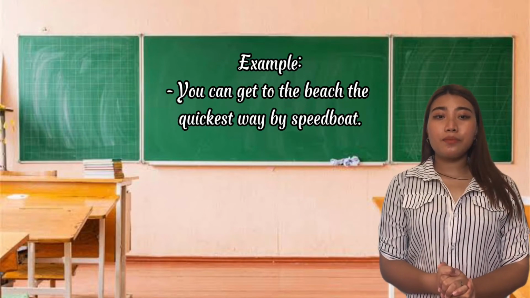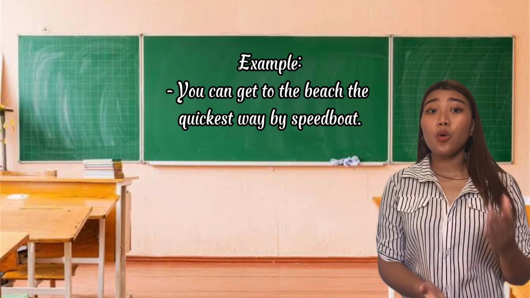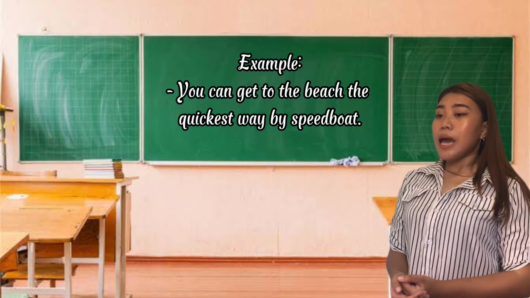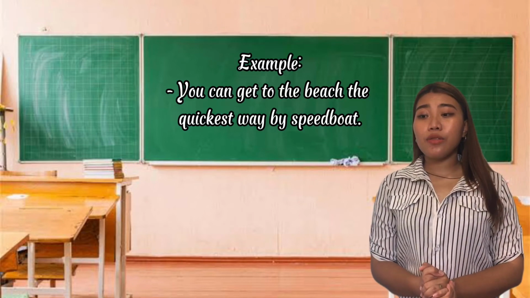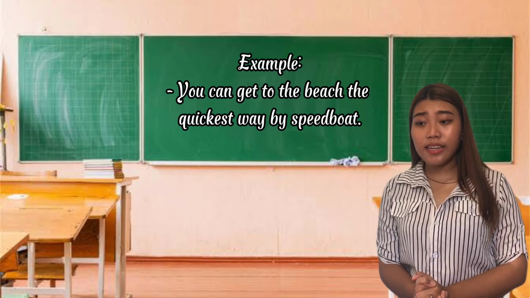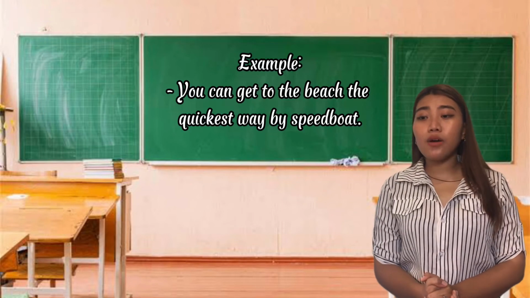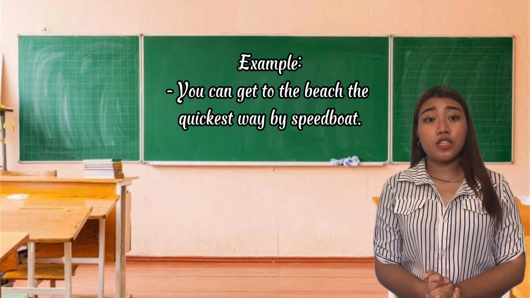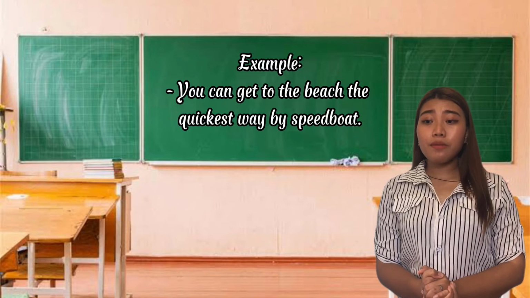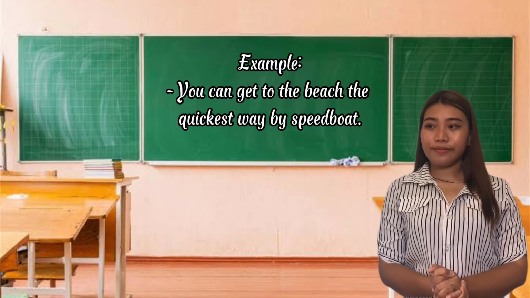You can get to the beach the quickest way by speedboat. Okay. Beach is a noun that comes after the preposition to. And speedboat is a noun that comes after the preposition by. Therefore, they function as objects of the preposition. Okay, class?